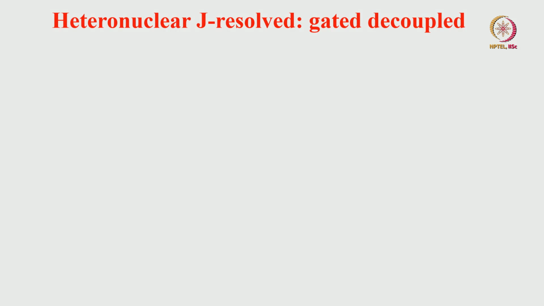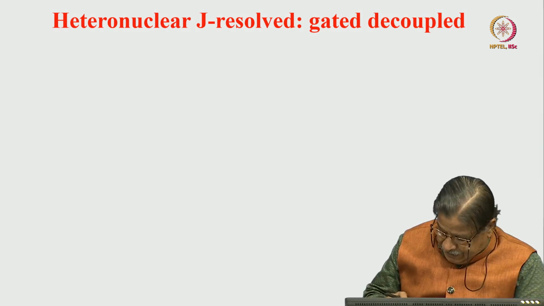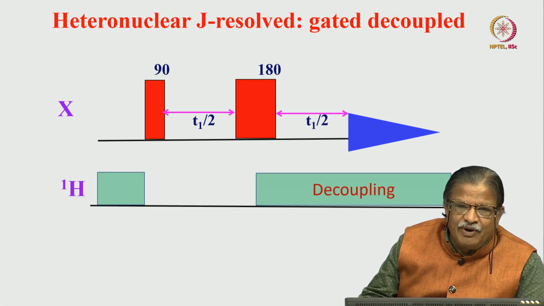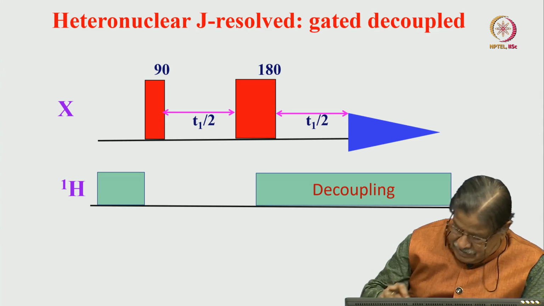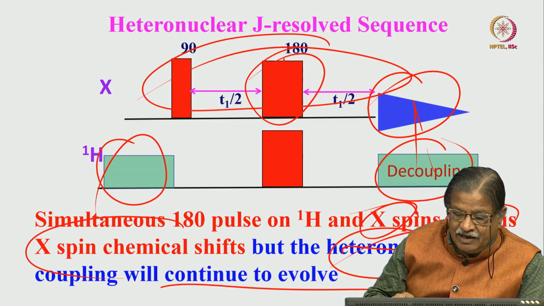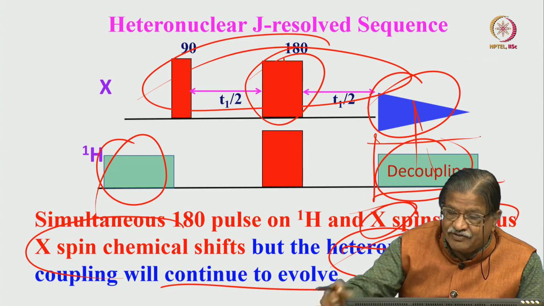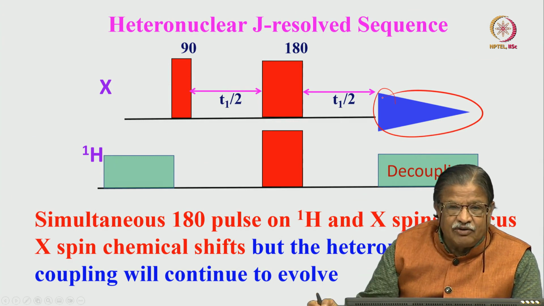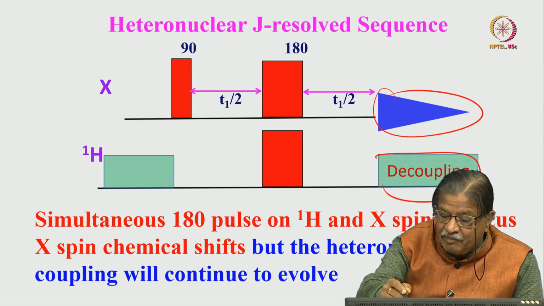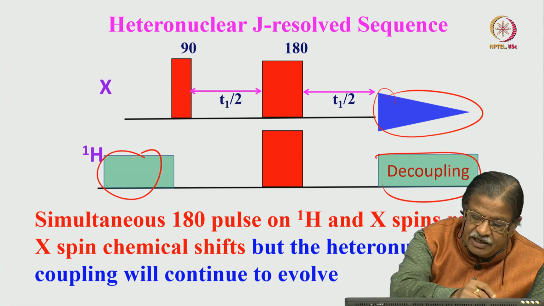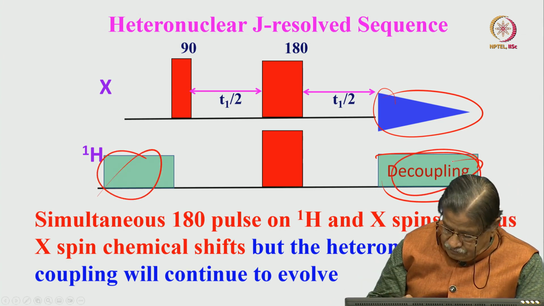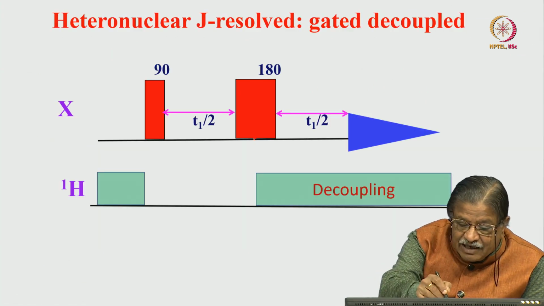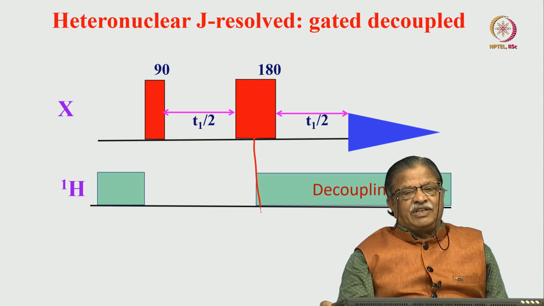So, heteronuclear J-Resolved can be done by what is called a gated decoupling method. What we do here is, in the previous experiment, if you see carefully, we started decoupling at the time of acquiring the signal. See here, we start collecting the signal in the T2 dimension and we apply decoupling power simultaneously. And NOE is done here and NOE is done here. Whereas here an experiment is done where decoupling starts even during the first half of the T1 period.